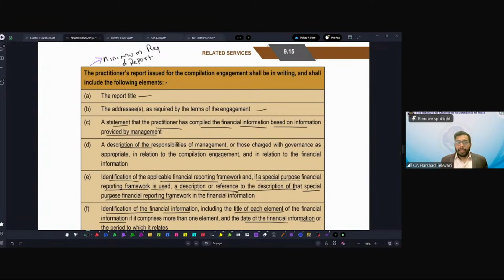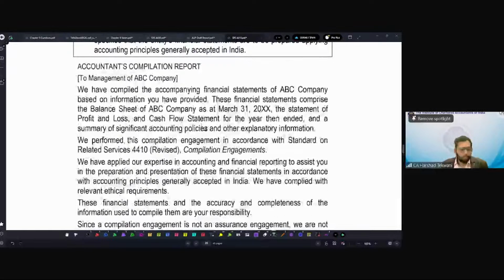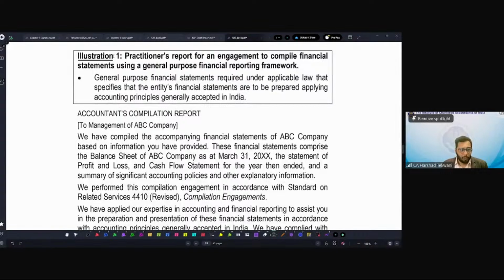Okay. Now let's discuss the account compilation report examples which are given in the standard itself. So this is the standard itself, SRS 4410. In the standard's annexure, you will be able to find the illustrations. There are 4 illustrations given with respect to the compilation report. So let's go through these illustrations. Illustration number 1 is a practitioner's report for an engagement to compile financial statements using a general purpose financial framework. So this is general purpose.